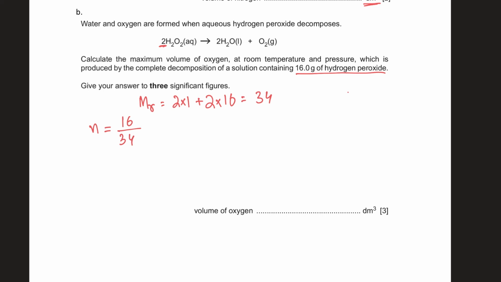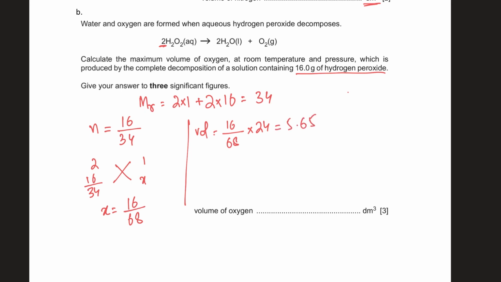Judging by the mole ratio, 2 moles of this thing produces 1 mole of oxygen. 16 over 34 will produce X. I cross multiply, I get X equal to 16 over 68. That is my moles of oxygen being produced. Now 1 mole of any gas is 24 dm cube at room temperature and pressure. This one's going to be 16 over 68, which is my moles, multiplied by 24, which is my volume for 1 mole. This is going to give me the overall volume, which comes out to be 5.65.